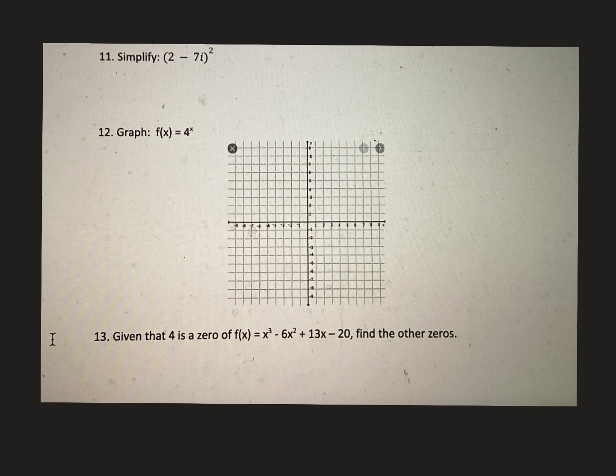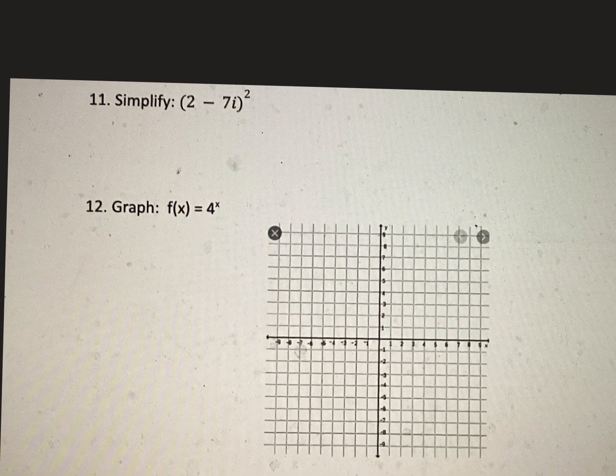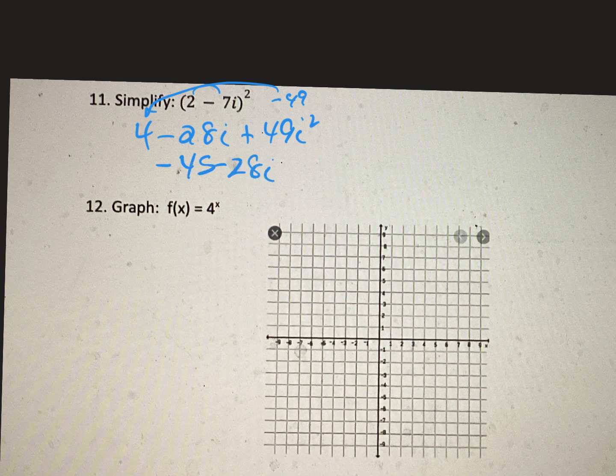All right, simplify. 2 minus 7i squared. This is square, multiply, double, square. So I'm going to square the 2, multiply these two together, which is negative 14, double it, negative 28i, and then square the negative 7i. If you square negative 7, it's positive 49i squared. But i squared really makes that negative 49. I'm going to combine that with my 4 in the front. 4 minus 49 is negative 45 minus 28i. And there you go. Number 12.